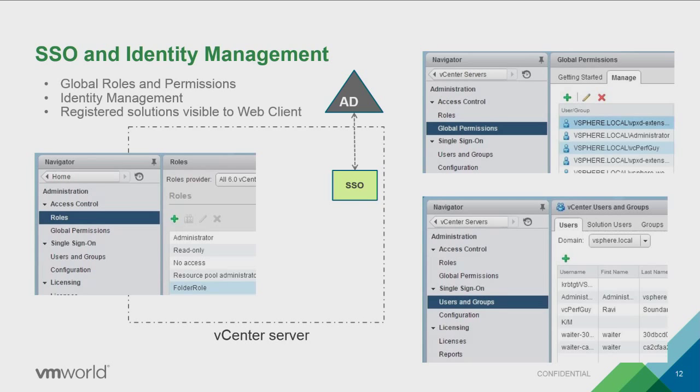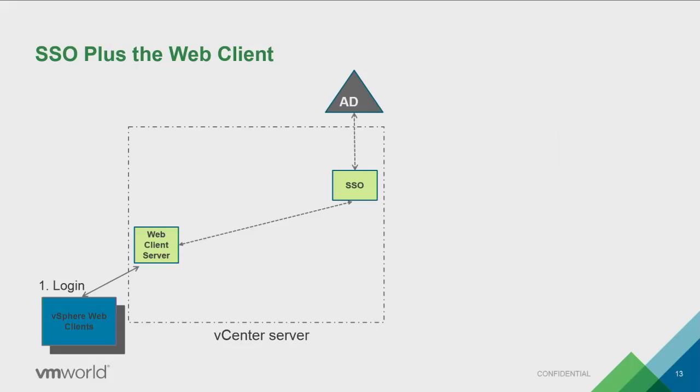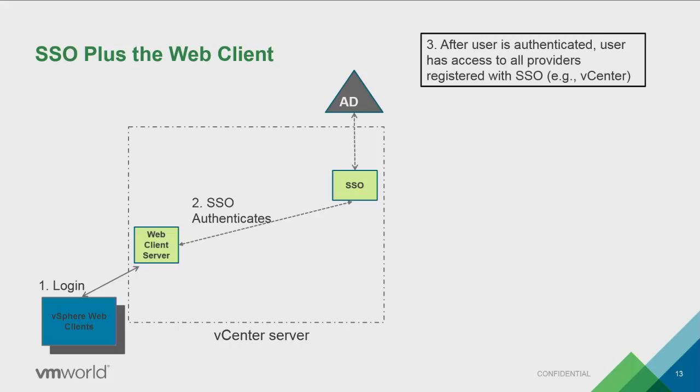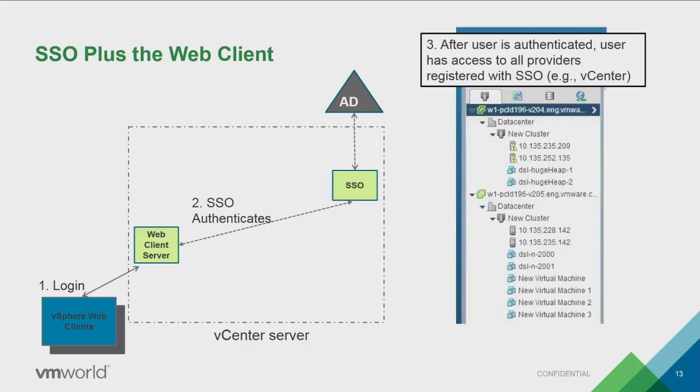So as you can see here, I have a number of different roles permissions that are global. And when we think about the web client and how it allows you to view multiple things, the way it works is that when I log into this web client service, which is installed in the vCenter server, that web client server talks to SSO, finds out everyone that's registered. Once it authenticates, it can now see everyone that's registered with that SSO server. So as you see here, I have two vCenter servers, and I can see them from the same place because both of them are registered with the same SSO server.